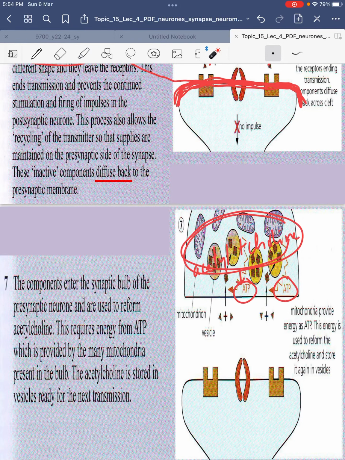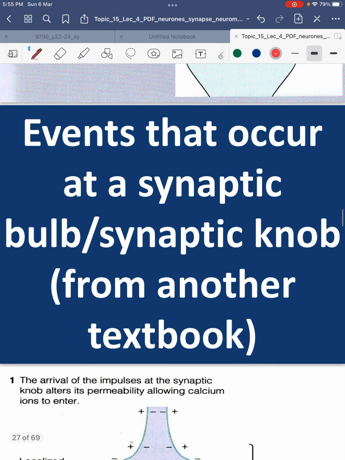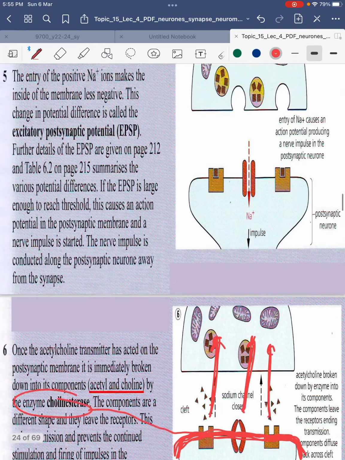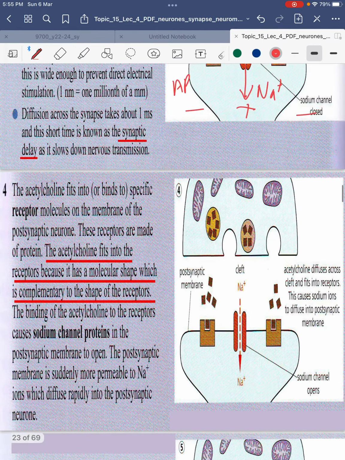Okay, and that's it says here, this requires energy, ATP. So the reformation of acetylcholine requires ATP, which is provided by the mitochondria. Okay, so that's it for the events. It's very simple actually, and the events are in a very sequential manner.